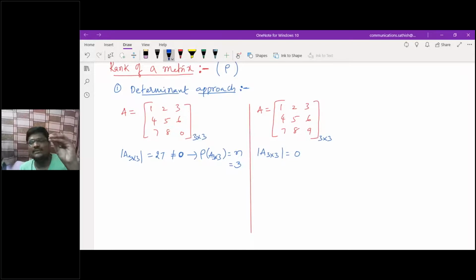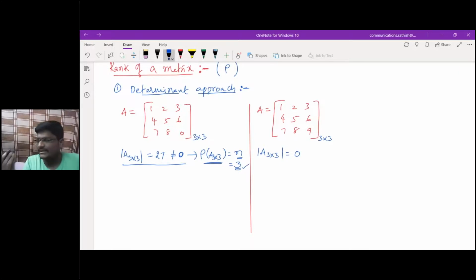See, this determinant method is most peculiarly used for third order matrix. If more than third order, I'll give you one more method called row echelon form. So try to understand this determinant approach for the third order matrix. What point you have to keep in your mind in the initial case? If the determinant of a third order matrix is not equal to 0, then the rank of that matrix is the same as the order, which is 3.